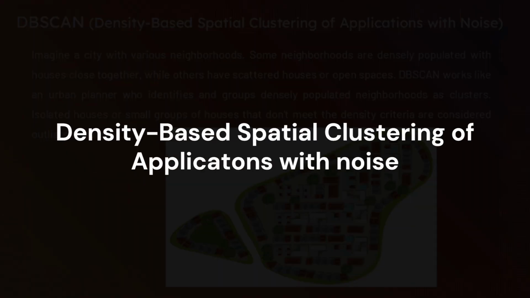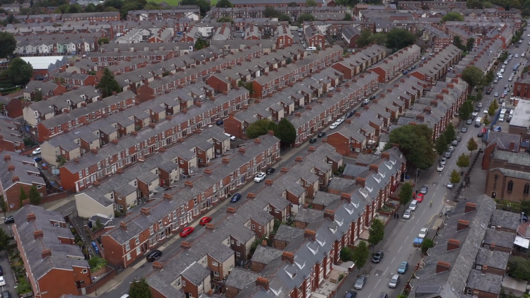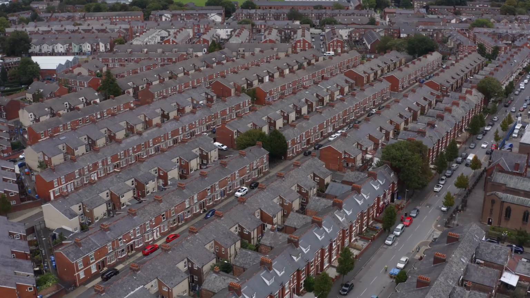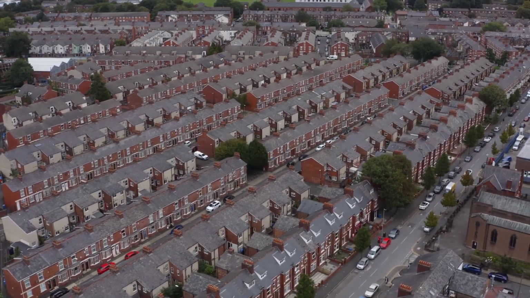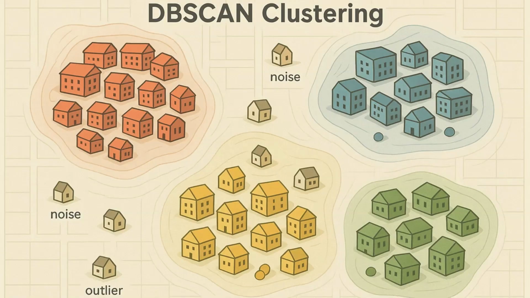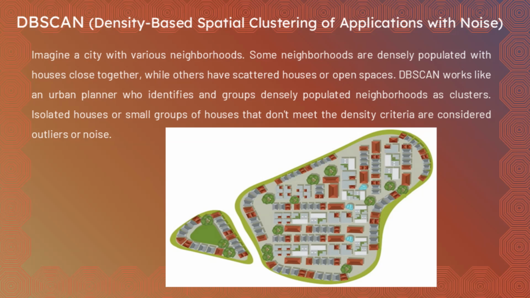DBSCAN, density-based spatial clustering of applications with noise. Imagine a city with many neighborhoods. Some of these areas are tightly packed with houses, while others are more spread out or even empty. DBSCAN works like a smart urban planner. It finds and groups the crowded neighborhoods. These are called clusters. But if a house stands too far away from others, or is part of a very small group, DBSCAN marks it as noise or an outlier. This helps us separate dense, meaningful data from scattered, irrelevant points.